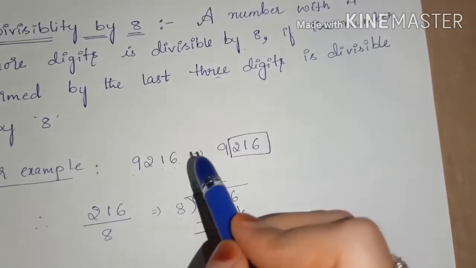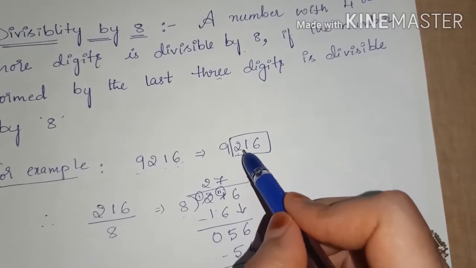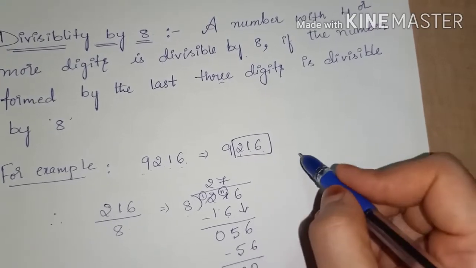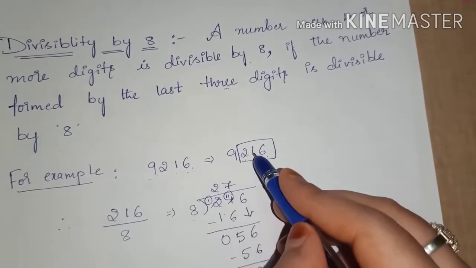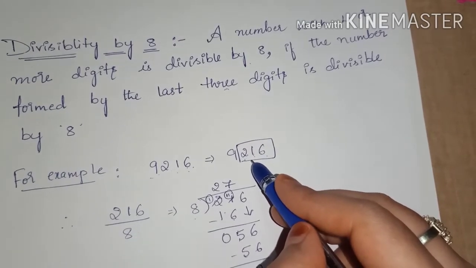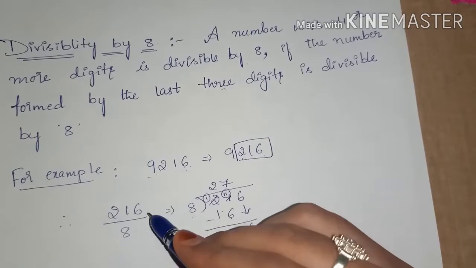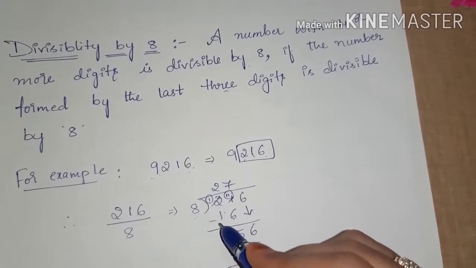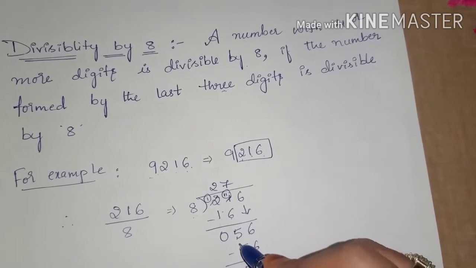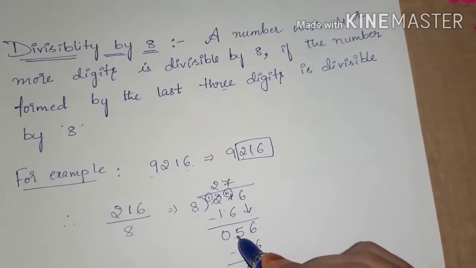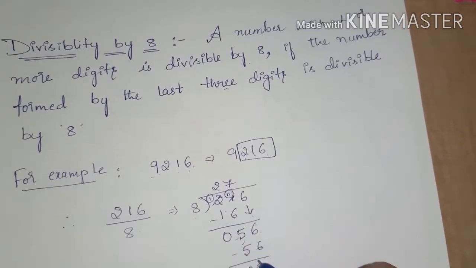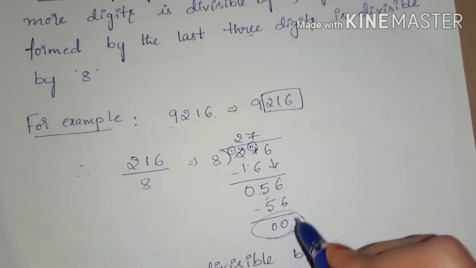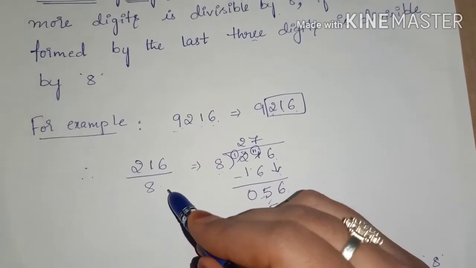9216. In this number, the last 3 digits are 216 and the number formed by last 3 digits is 216. So we have to check by actual division method whether 216 is divisible by 8 or not. When you check, 8 ones are 8, 8 twos are 16. When you subtract, you will get 5. And when 6 comes down, it becomes 56. So 8 sevens are 56. The remainder is 0. If the remainder is 0, what does it mean? It means that 216 is divisible by 8.